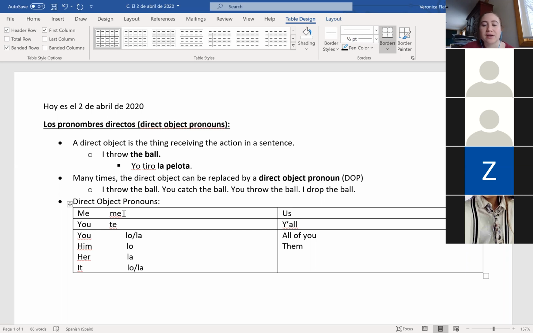And how would we decide? If it's a masculine or feminine word, perfect. For us? Nos. And for y'all? Os. And the same rules apply for all of you and for them as applied for these guys over here in terms of masculine and feminine. So if you're talking to a group of men, what would you say? Los. And if it was a group of women? Las. If you're talking about a group of men, los, or about a group of women, las.